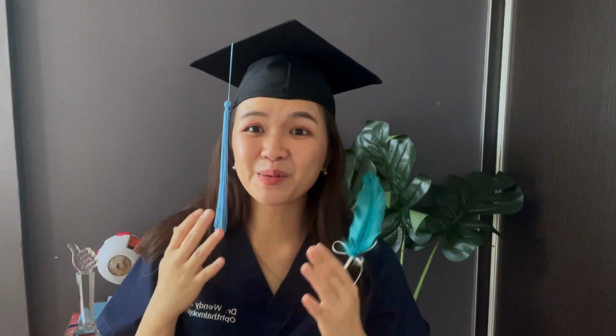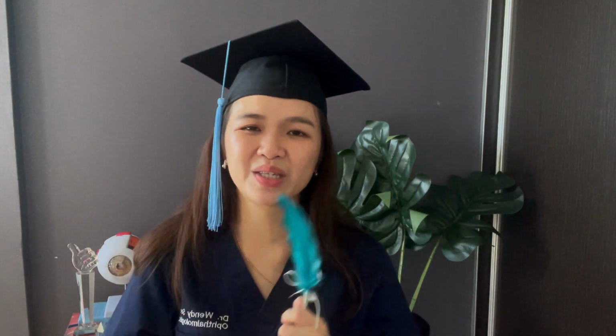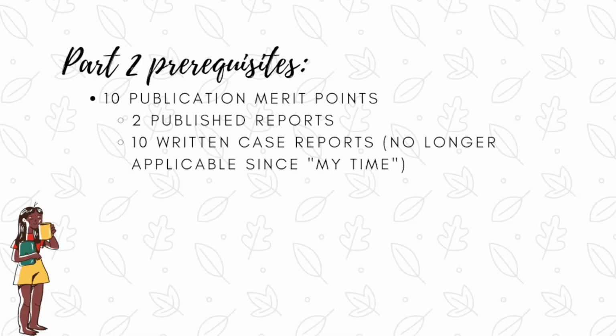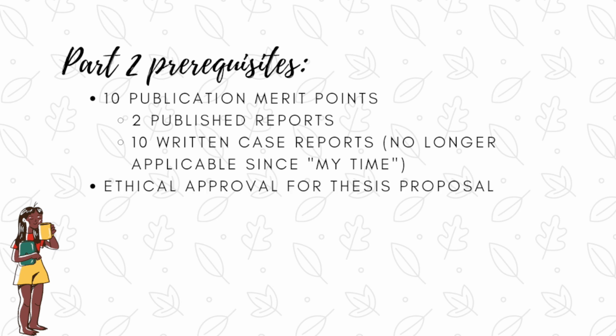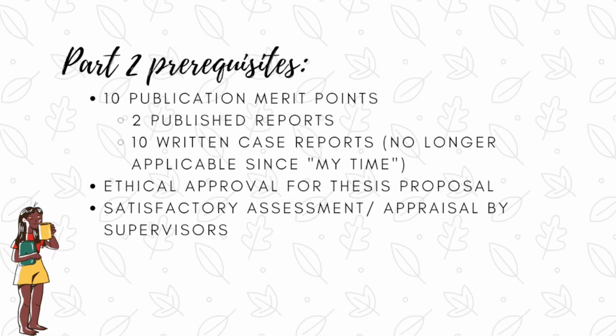So there are minimum criteria that you need to fulfill before you're allowed to sit for these examinations. You must have completed 10 case reports or 10 equivalent merit points, which means at least 2 published case reports to your name, at least 2 months before your Part 2 examination date. You must have received ethical approval or the NMRR approval letter at least 6 months before the Part 2 examination date. And you must also have received satisfactory marks for all your monthly and quarterly appraisal forms from your supervisor, whether it is your lecturers and professors in the university hospitals or your consultant in the government hospital.